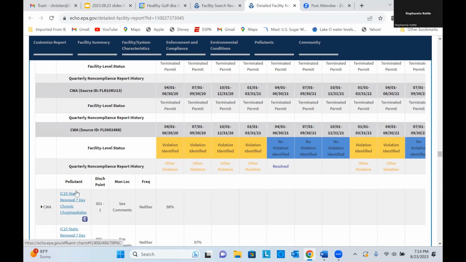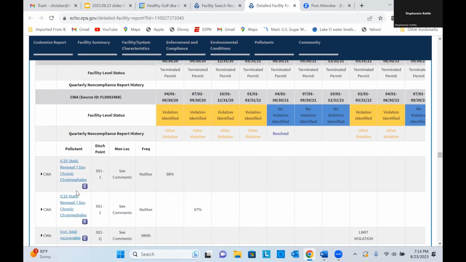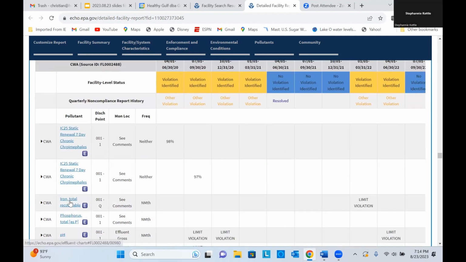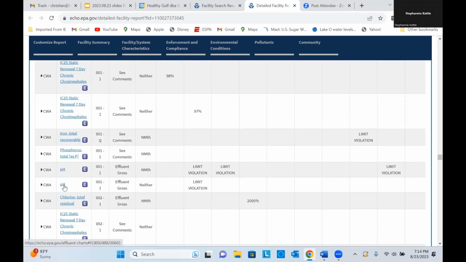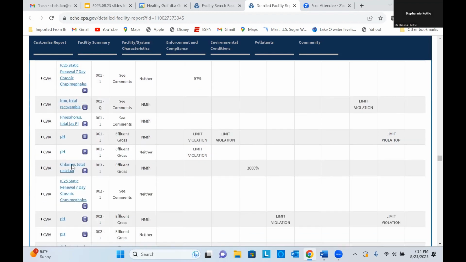Some of these on the left there are tests that they have to do. That IC25 is a test where it basically puts some of their effluent in water with fish. Those are like top minnows, I think, that are tested, and you see how their growth is inhibited. There's various ways of doing that. There's other tests where they see how many animals died within a certain amount of time. This is a different one using a top minnow. And then you see a bunch of different pollutants and other measurables there: pH, phosphorus, chlorine.